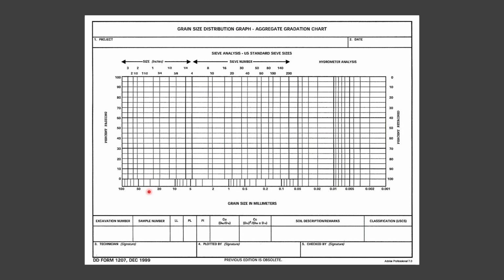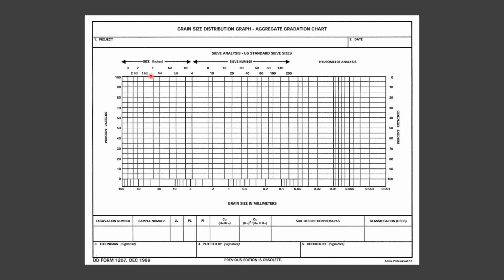But on this particular distribution graph, they organize the sieves in descending size from left to right. So we have our larger sieve size. On the bottom here, it's grain size in millimeters. So 100 millimeters all the way down to 0.001, a thousandth of a millimeter.